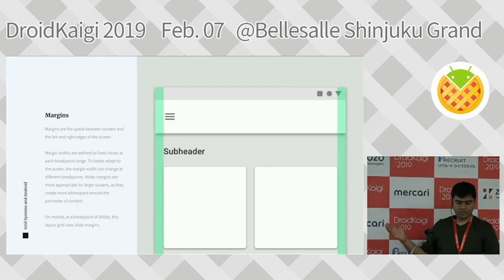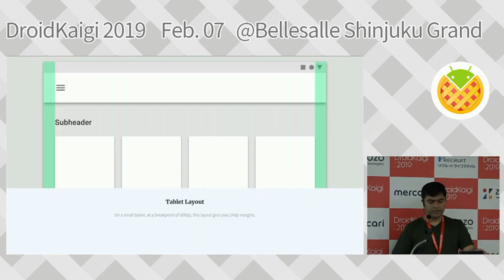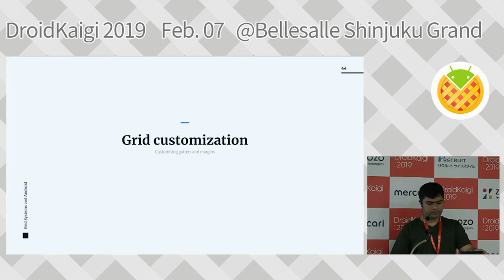In a similar way, margins are typically 16 dp on a phone. And for a bigger device, like a tablet, you can increase that to 24 dp. These are the standard guidelines that Android provides. But it's not always that you have to follow these very strictly. You can customize the grid based on your requirements.